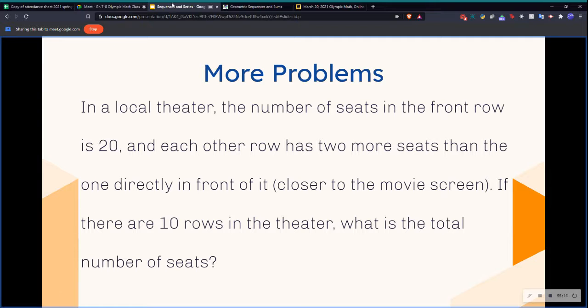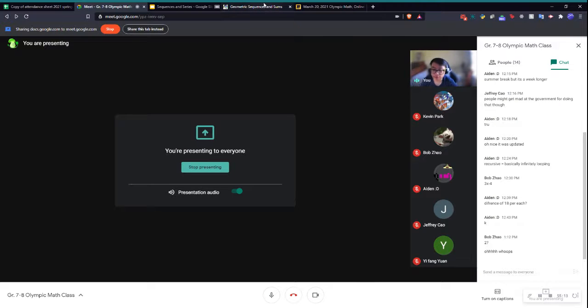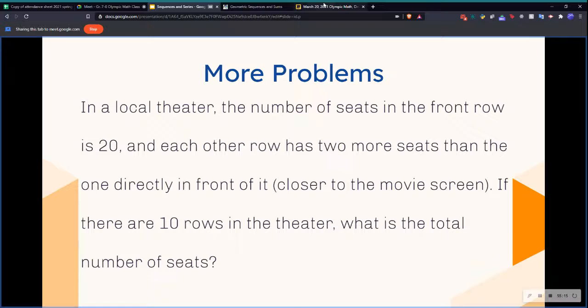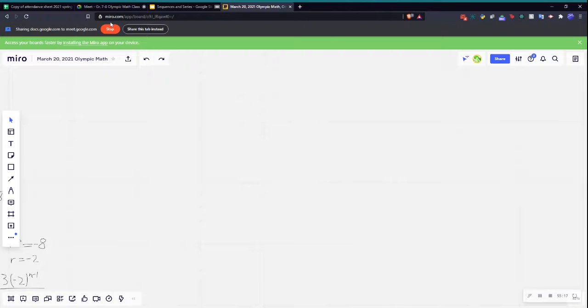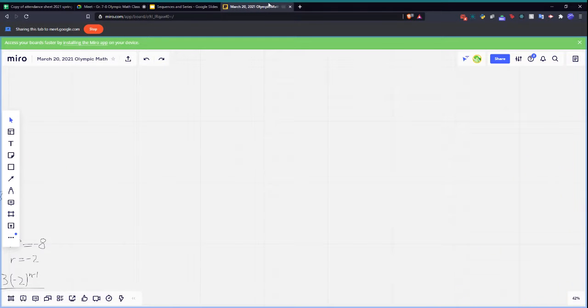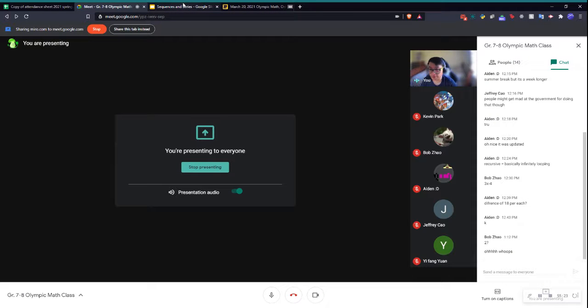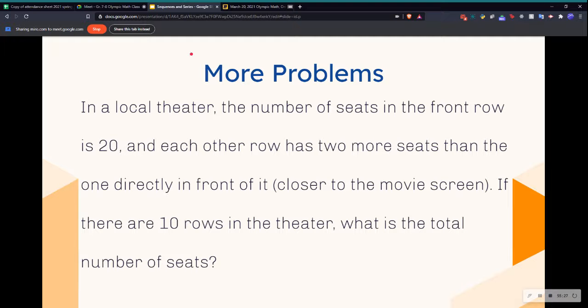Okay. Let's solve it. I think we're a bit short on time. Let's look at the solution. Okay, so you want to express this question in terms of sequences and series, right? How do you do that?